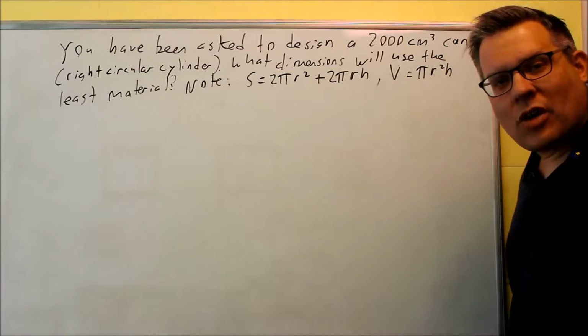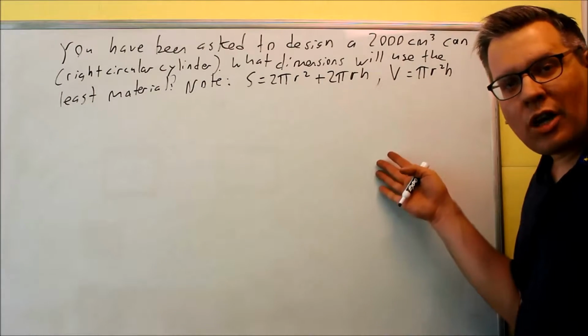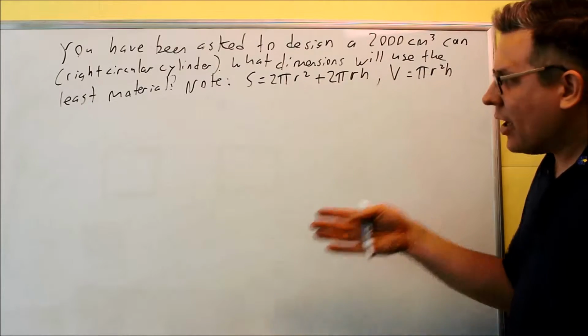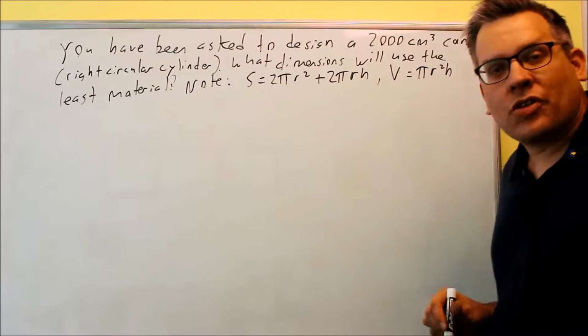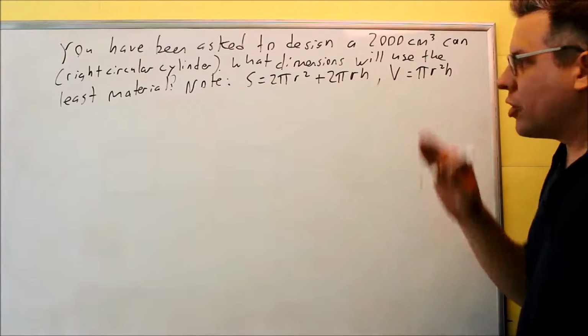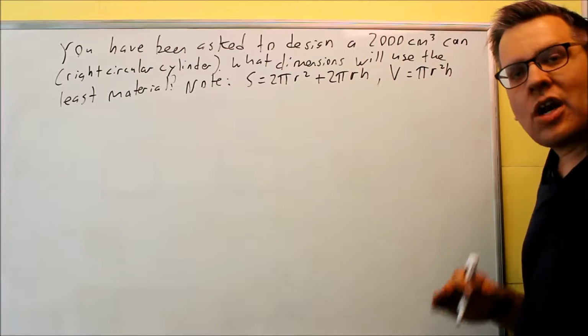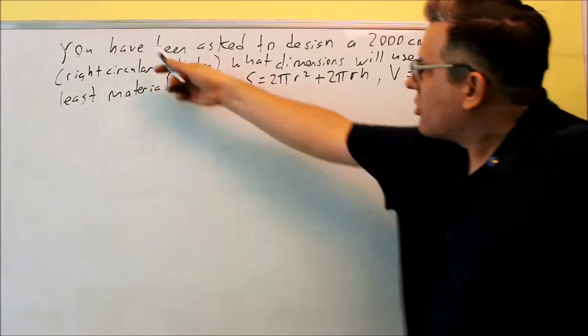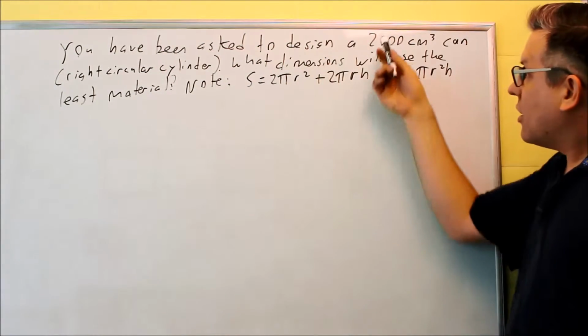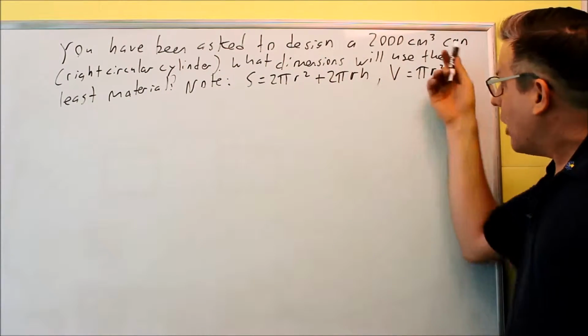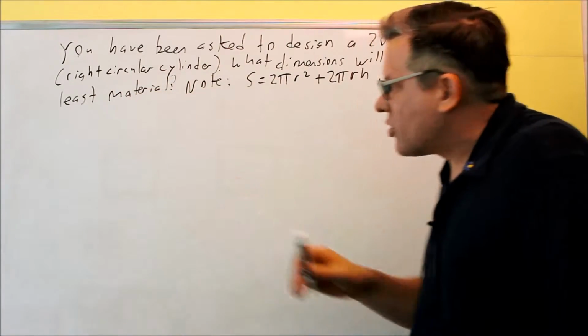So here's another problem that involves industry, because we're talking about minimizing a cost by finding out the least amount of material. Usually whenever they're asking you for a problem that involves least amount of material, that means you're probably talking about a surface area. So this time we're working with a can. We're asked to design a 2,000 cubic centimeter can, which in math terms is a right circular cylinder.